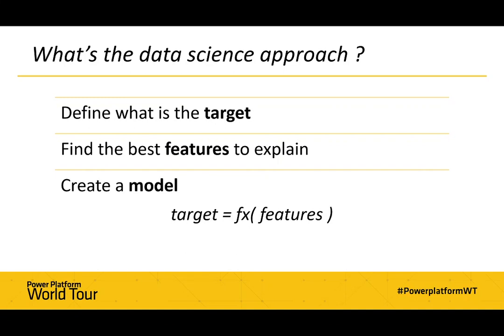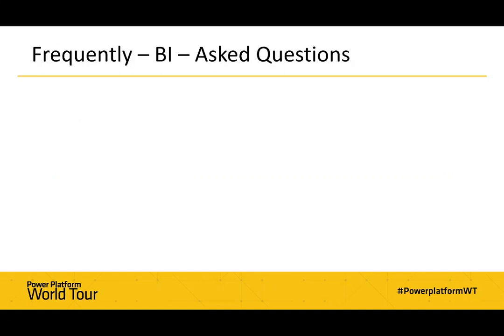And that's what we call in data science creating a model. It's just some mathematical functions to explain the target by some features. Okay. One of the most difficult things in data science is to find the really good features explaining the target. We have many, many features in front of us, and we have to choose. But we can be helped by Power BI.